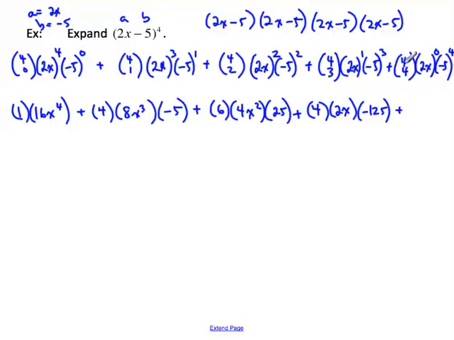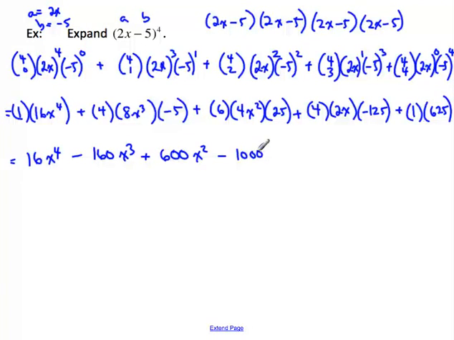How many ways can you choose 4 things out of 4? Only one way. 2x to the power of 0 is just 1, and negative 5 to the power of 4 is positive 625. Further evaluating, we get 16x to the power of 4. 4 times 8 times negative 5 is negative 160, so we get negative 160x cubed. 6 times 4 times 25 is 600, and then we have x squared. 4 times 2 times negative 125 is negative 1,000, with 1x plus 625.